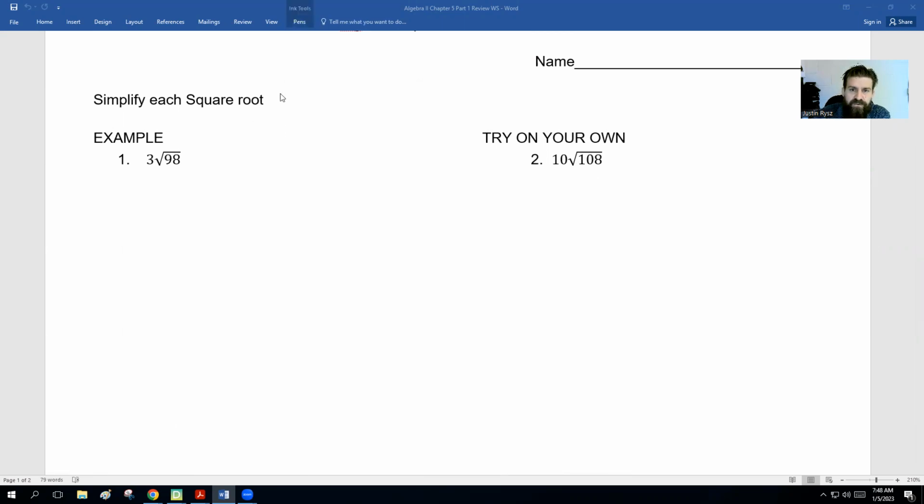All right, so this first one here. We're just simplifying the square root. None of these come out nice, so you can't just plug them into the calculator. You have to break them down. So first we break down the number inside of the square root. 98 is 2 times 49. 49 is 7 times 7.